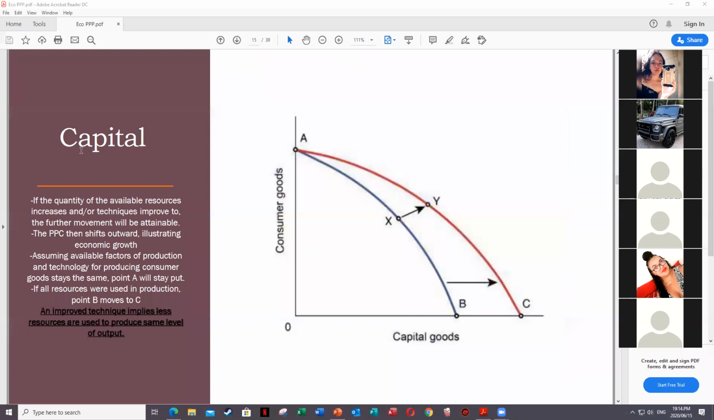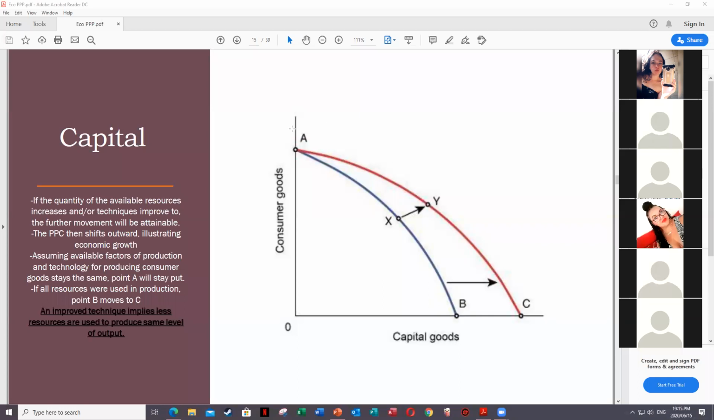So here we've got capital. We've got consumer goods on one side and capital goods on the other. If the quantity of the available resources increases or the techniques improve to further the movement, then it will be attainable. Then we can move out. So B goes to C, X goes to Y. And this shows this space here, and this expansion is economic growth.